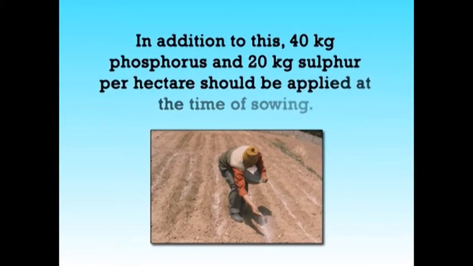In addition to this, 40 kg phosphorus and 20 kg sulfur per hectare should be applied at the time of sowing. The response of potash in mungbean is negligible or absent, owing to the high potassium content of most of the Indian soil. However, in highly deficient soil, 20 kg potash may be applied.